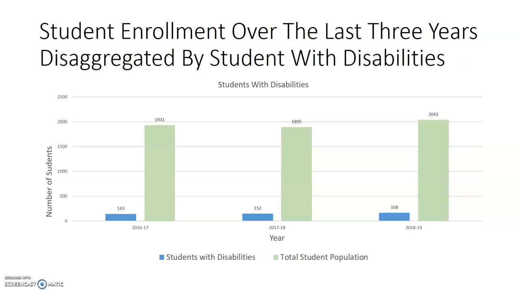And then looking at students with disabilities in terms of student enrollment, again, we're looking at the past 3 years. In 2016-2017, we had 143 students with disabilities out of our total population. In 2017, we had 152, and then in 2018, we had 168.